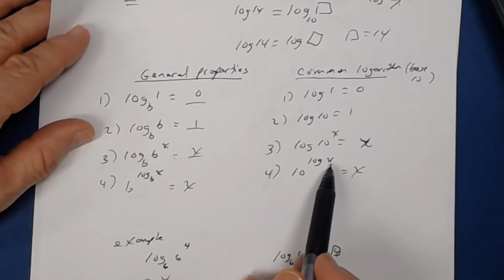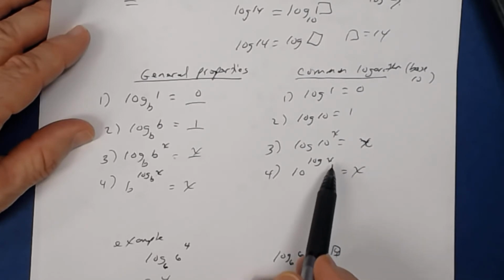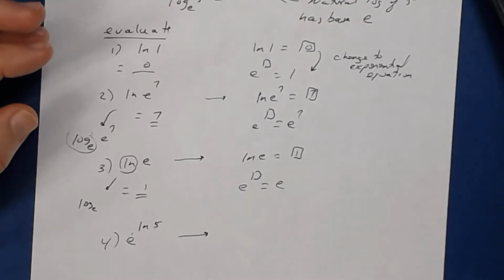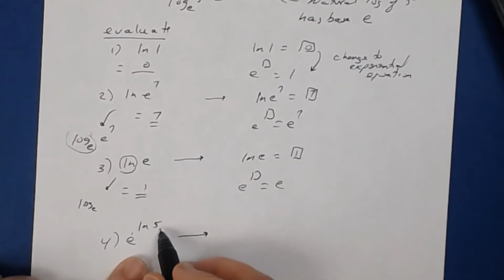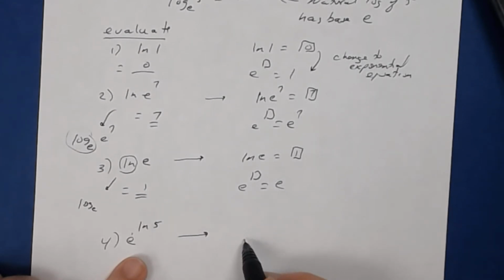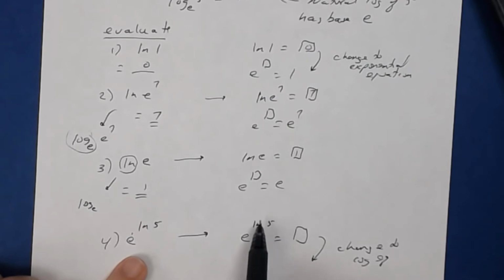So remember, log of x, the base is understood to be 10, so the answer is just x. So when I do this, most of you already recognize that's going to be 5 as the answer, but let's see why. You're going to change that to an equation, just like this, and then you're going to change to a log equation now, because this is written as an exponential. Your exponent contains a logarithm.